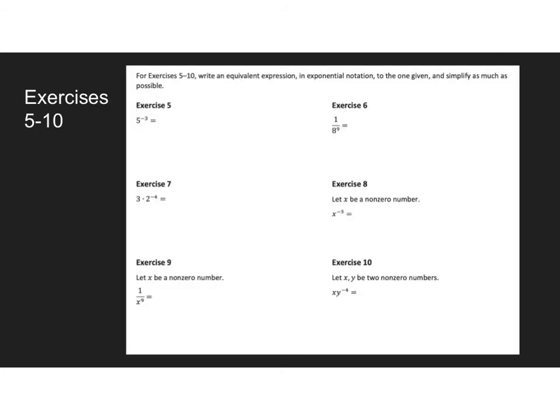All right, here's the first set of exercises. Basically, it just says for exercises 5 through 10, write an equivalent expression in exponential notation to the one given and simplify as much as possible. So we might be combining some of the rules we've learned today, or learned previously, together with what we've learned today. I want you to go ahead and take 5 minutes to work on this, and then we will go over it and review the answers in 5 minutes. If you don't know the answer, I want you to do your best guess. Try your hardest, okay? And then we'll go over them.